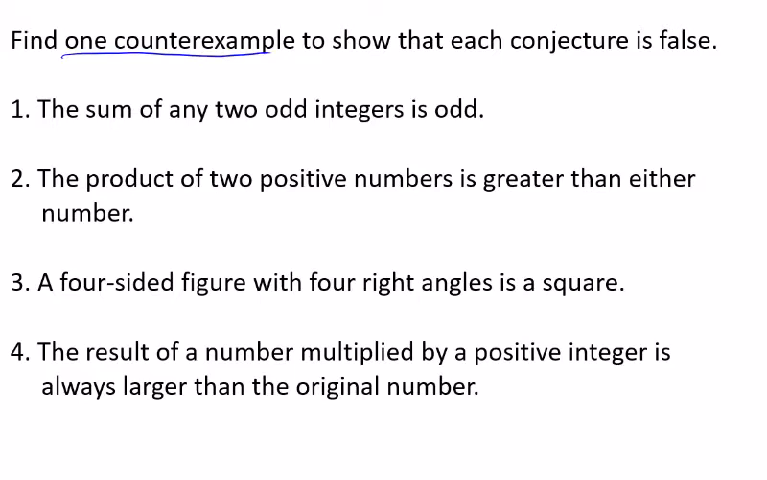So number 1, the sum of any two odd integers is odd. The sum of any two odd integers is odd. So this one, in fact, I can't find one where that confirms this, or at least supports this conjecture, right? So anytime I add two odd integers, 1 plus 1, that's 2. That's even. 1 plus 3, the weird one, 1 plus 3 is 4, right? And so forth and so on.